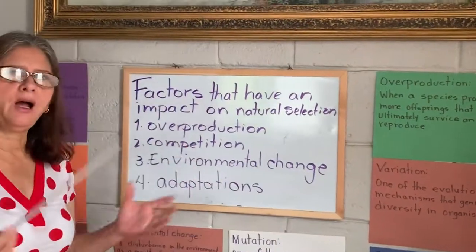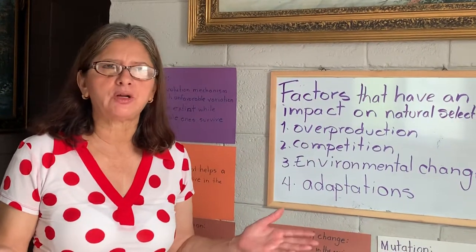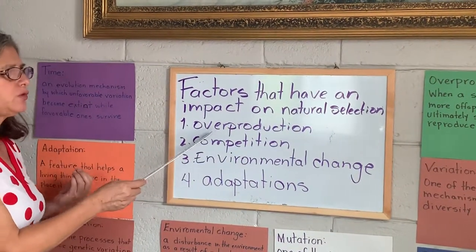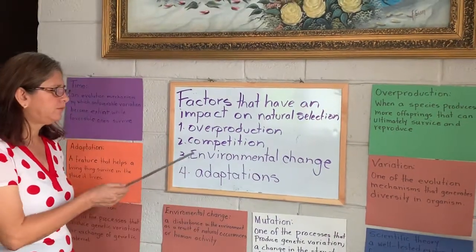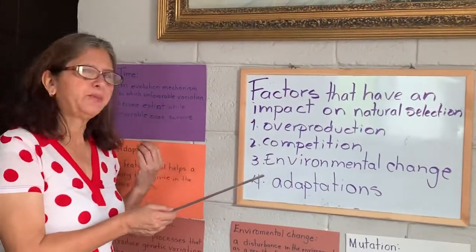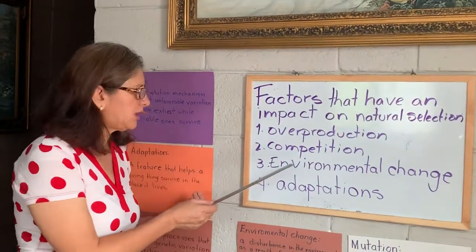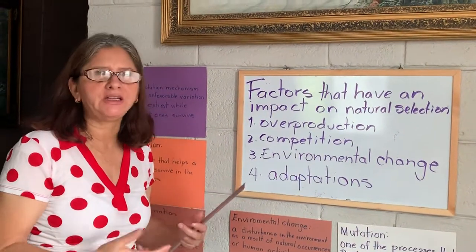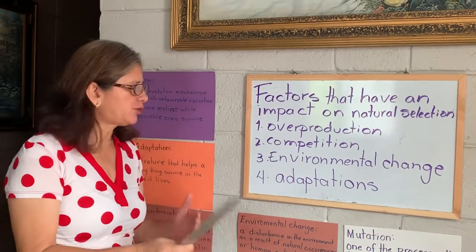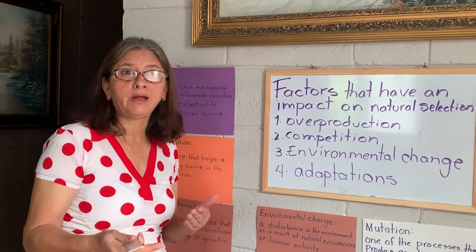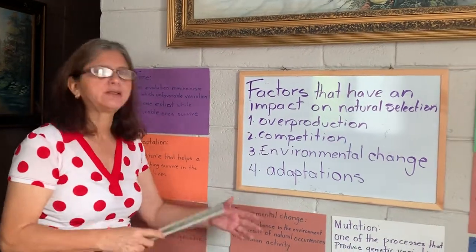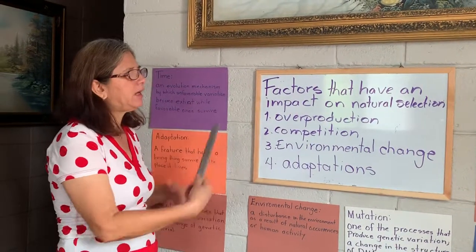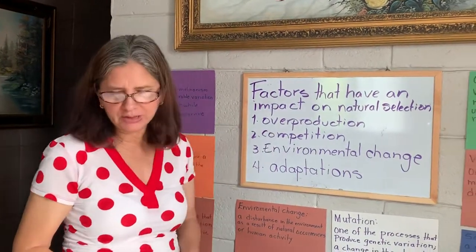Okay, I'm just going to do a summary of what we have talked about today. The factors that have an impact on natural selection: overproduction, you have the definition of overproduction; competition, the species have to compete for food and shelter; environmental change, the change in the environment or in the habitat that allows the favored species to survive, and the less prepared to survive are going to be extinct. Adaptation is how the species adapt to survive in their habitat. Okay, these are the factors that have an impact on natural selection.